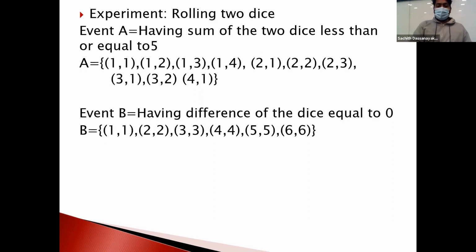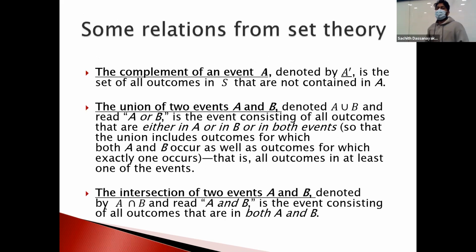In the same way, A equals, within square brackets, mention the pairs, all possible outcomes. Event B, yes. So you can define any number of events for a particular experiment. There are a few relations. We call this set theory because we are dealing with sets.